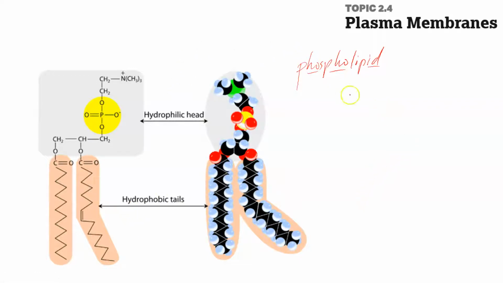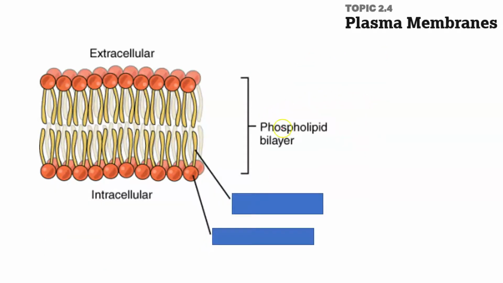These are going to be arranged in a bilayer, right? In a bilayer, which you'll see on the next slide here. This is the phospholipid bilayer. So, why is it called a bilayer? That's because, as you might notice, there are two of those phospholipids here. Again, which section of this?